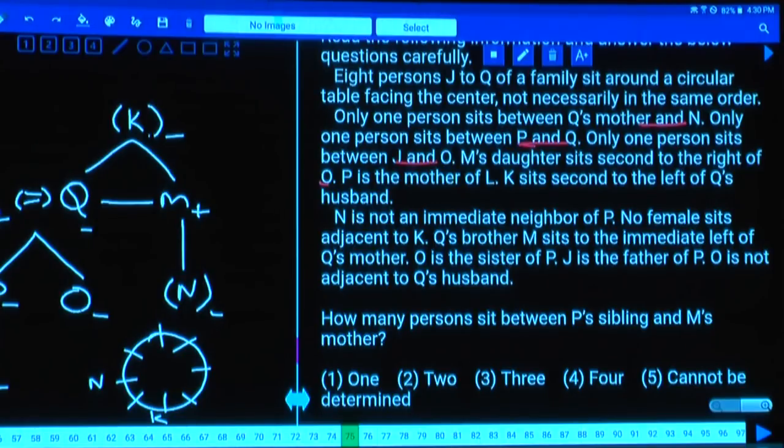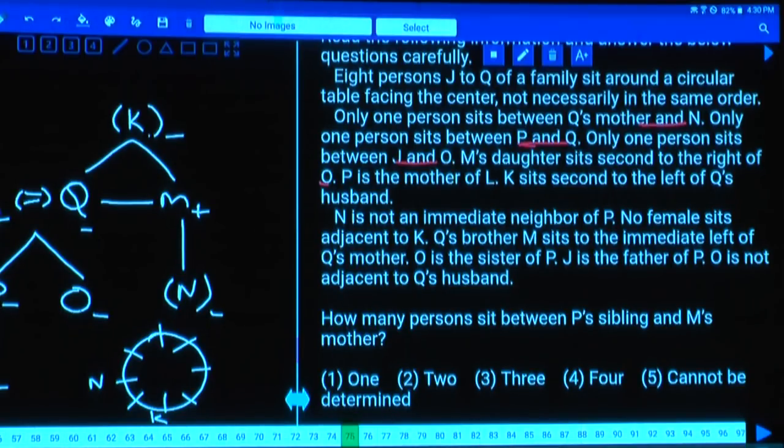P is the mother of L. K sits second to the left of Q's husband. Who is Q's husband here? J. And K sits second to the left, and so J is here. As J is here, N in the clockwise direction is 2. There is no second possibility in this.